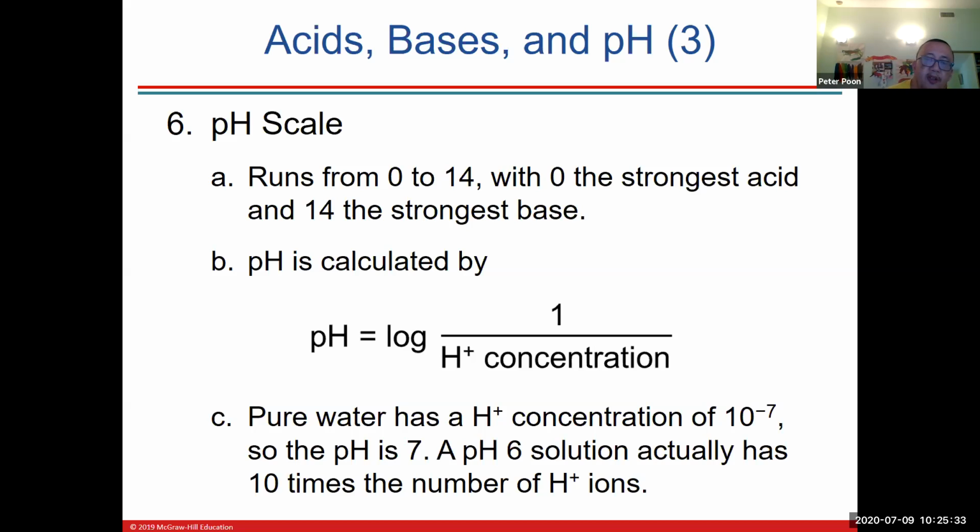This scale is logarithmic, which means something with a pH of 6 actually has 10 times the hydrogen ions of something with pH 7. So pH 5 has 10 times the concentration of pH 6. pH 4 has 10 times the concentration of pH 5. So something that's pH 4 has 1,000 times the concentration of hydrogen ions of something that's pH 7.